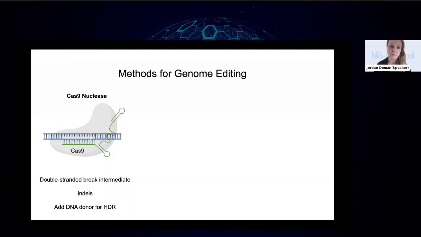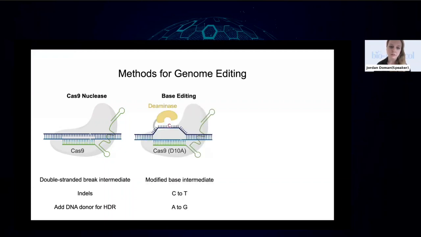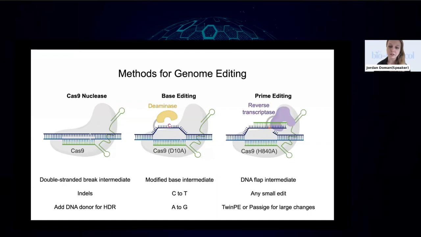Other tools developed later on from the Liu Lab are base editing, which can convert specific bases to other bases, so C to T or A to G, and we refer to these as transition mutations. Unlike Cas9 nuclease, these do not go through a double-stranded break intermediate, which is really useful, but again, they can only do these transition mutations. And the subject of today's talk is going to be prime editing, in which you use a reverse transcriptase fused to a Cas9 nickase to synthesize this DNA flap intermediate. And you can use it to install any small DNA change, and you can use enhanced versions of prime editing to make even larger changes to the genome.